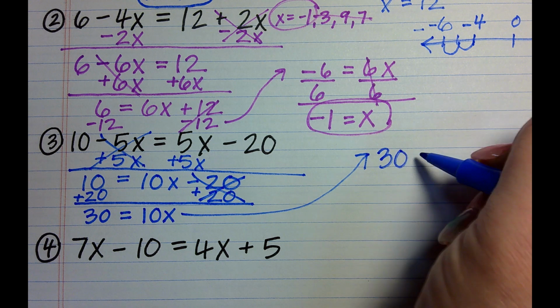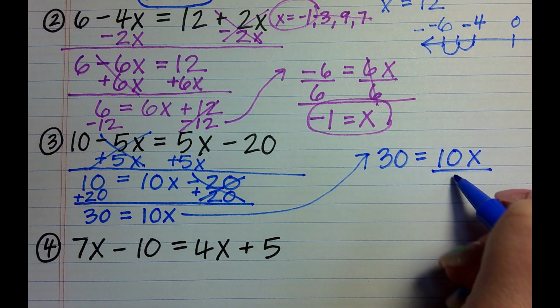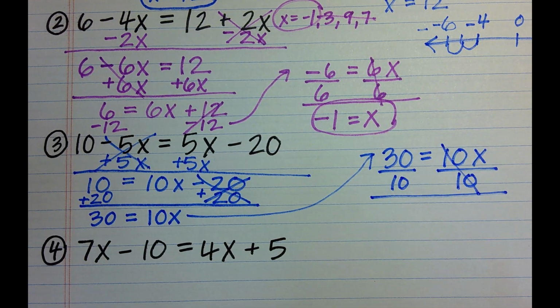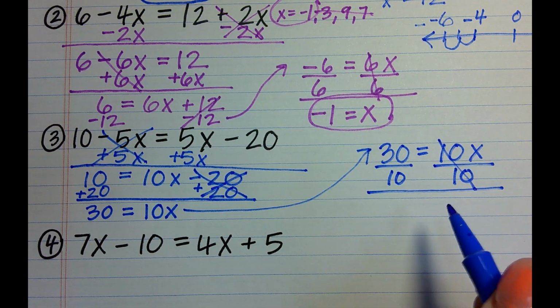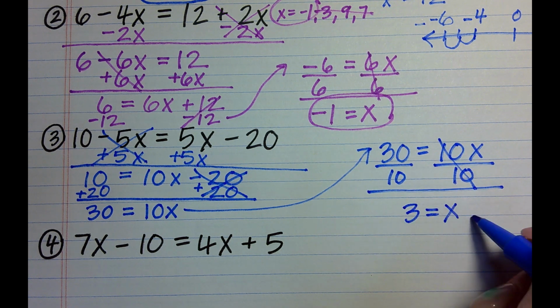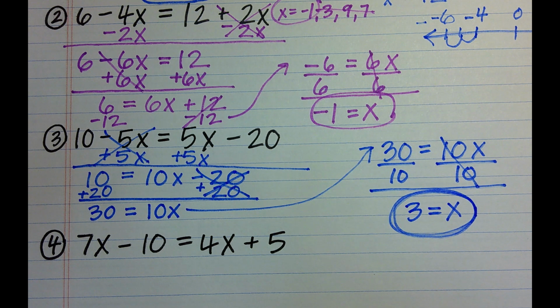Then you divide by 10. So we'll divide by 10 to get x by itself. And 30 divided by 10 is 3. Perfect. 3 equals x. x equals 3. That is number 3 for you.